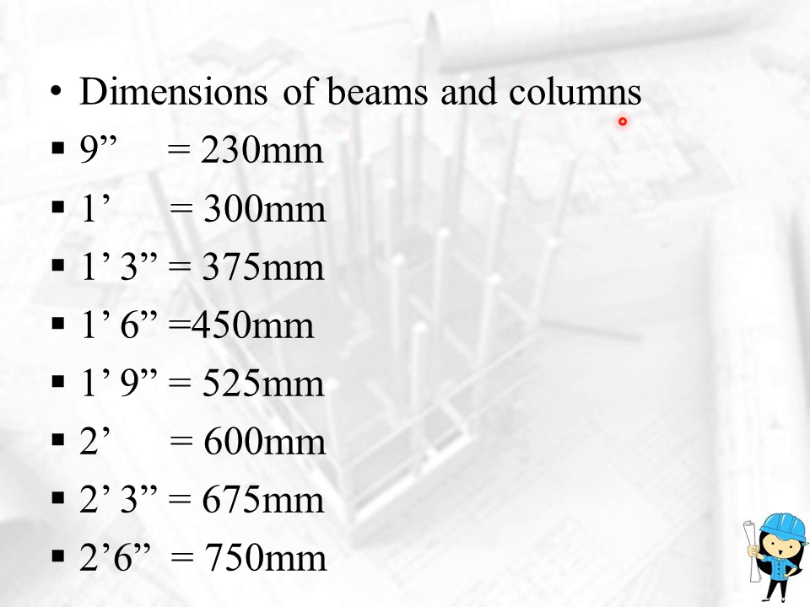Dimensions of beams and columns. These are the most commonly provided dimensions of beams and columns. They are 9 inches, that is 230 mm, 1 feet 300 mm, 1 feet 3 inches 375 mm, 1 feet 6 inches 450 mm, 1 feet 9 inches, that is 525 mm, 2 feet which is 600 mm, 2 feet 3 inches 675 mm, 2 feet 6 inches 750 mm.